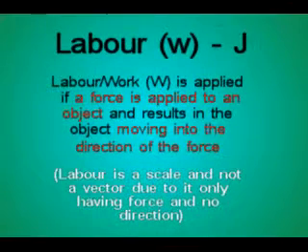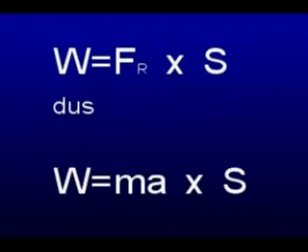Work, W, is applied if a force is applied to an object, and this results in the object moving in the direction of the force. Therefore, work is a scalar, not a vector, as it only has magnitude and no direction. Work is the resulting force times distance. Therefore, work equals ma times s.